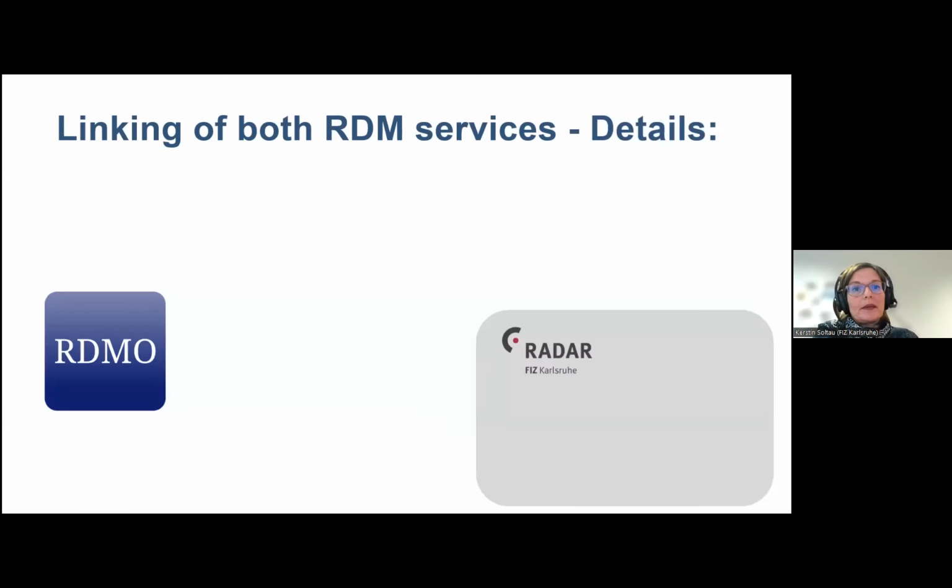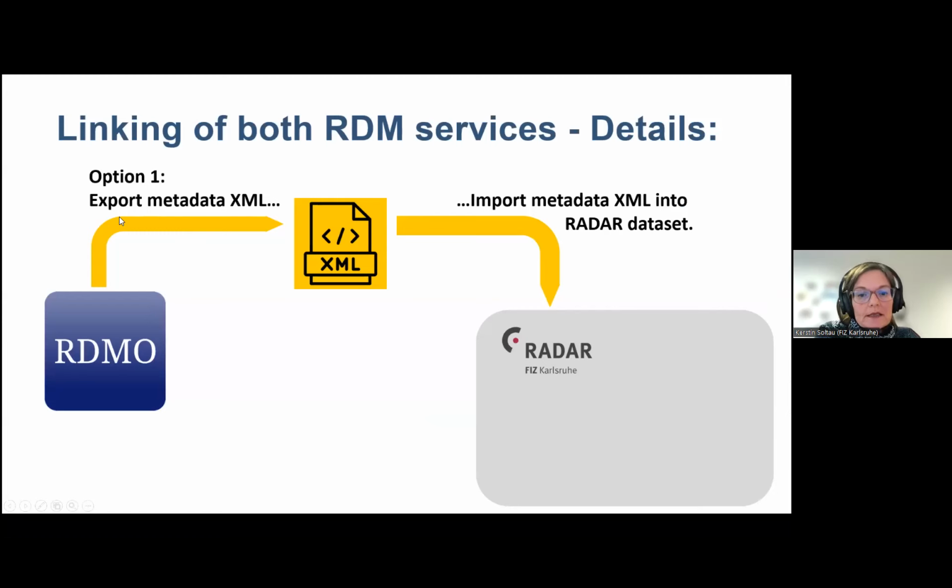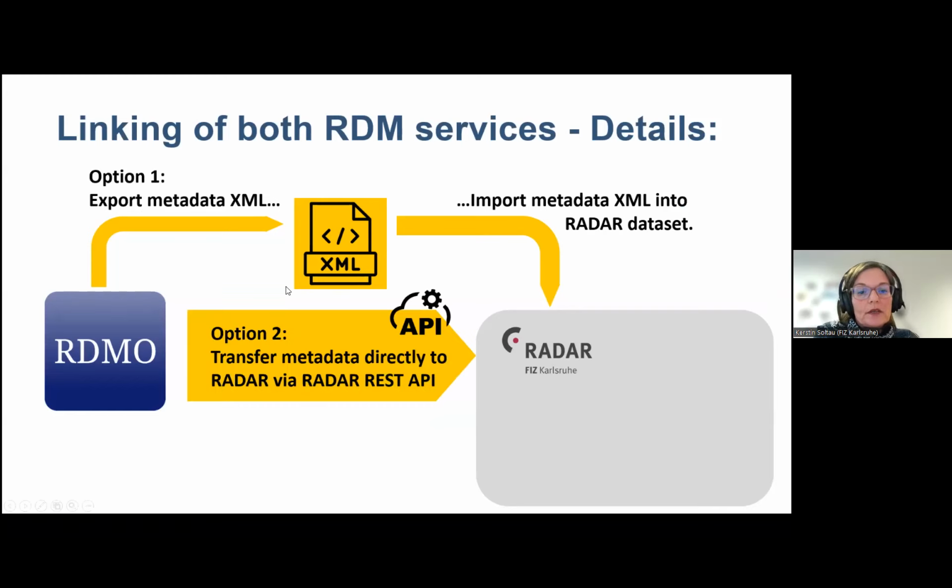And here, more in detail, how does it work? There are two options for this data transfer, and I will show both methods in a moment. The first option is that users can export RADAR metadata from RDMO as an XML file and import those metadata into an already existing RADAR dataset, which is not yet archived or published. And the second option is called directly to RADAR.